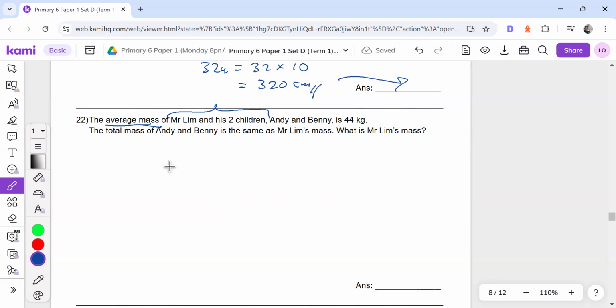So your first step is to go and find the total. So how to find total? 44 kg is the average. You times 3. Why times 3? Because Mr. Lim and two children, together 3. And you will get the total 132 kg, right?